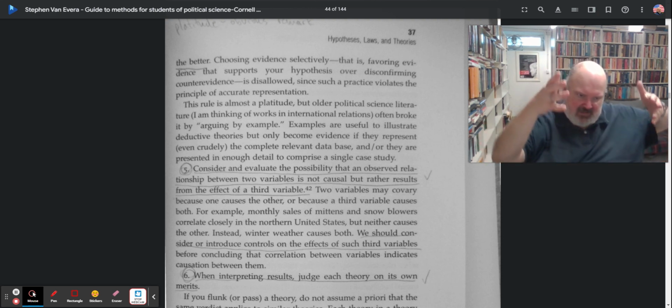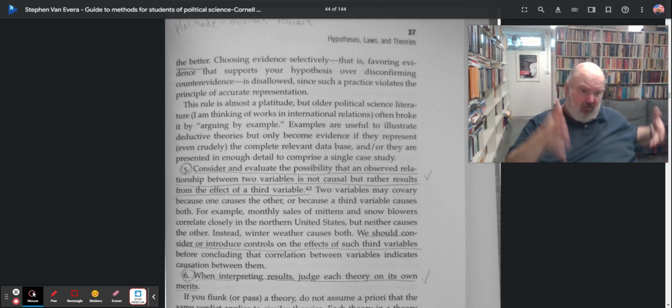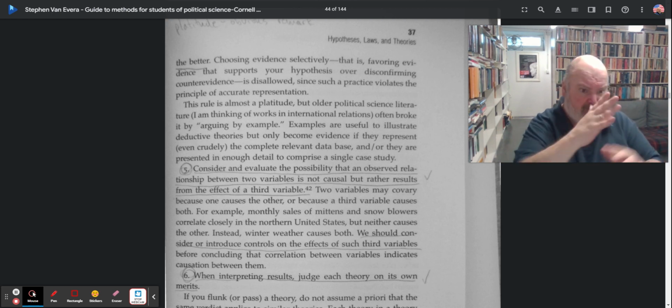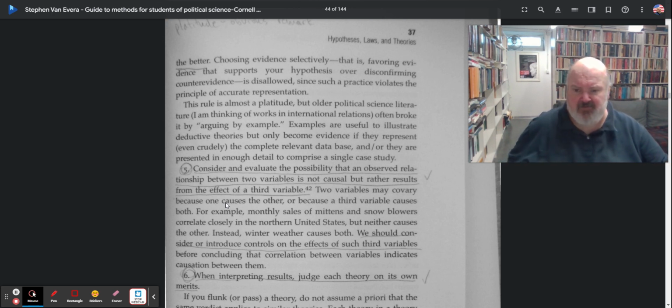The evidence has so much detail that it allows you to study the relationship here.